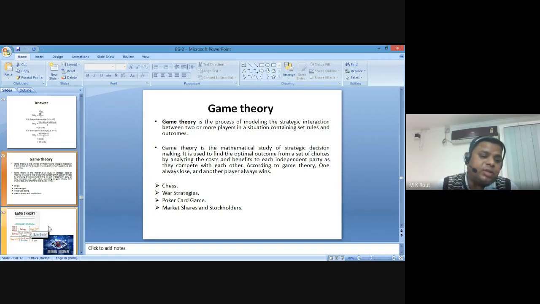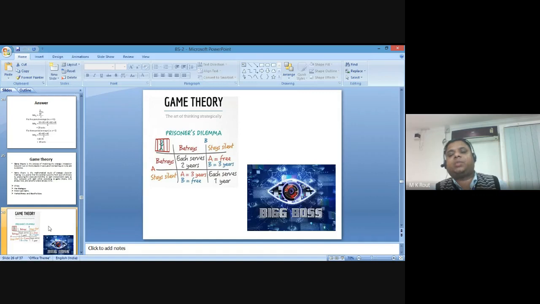Even in your Big Boss, they have to play such type of game theory in the form of prisoner's dilemma. You have already observed in Big Boss, they segregate the participants into different groups, and each group is assigned different types of tasks. Clear? And according to that, the tasks are directly converted into matrix forms.